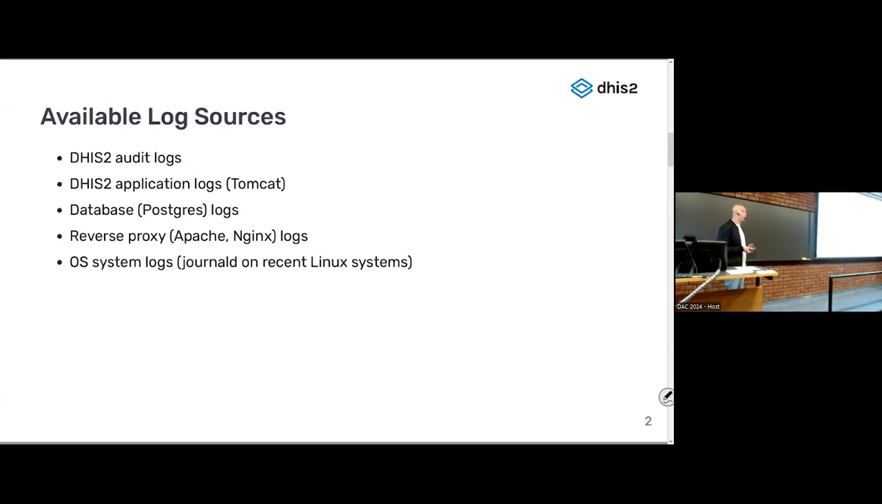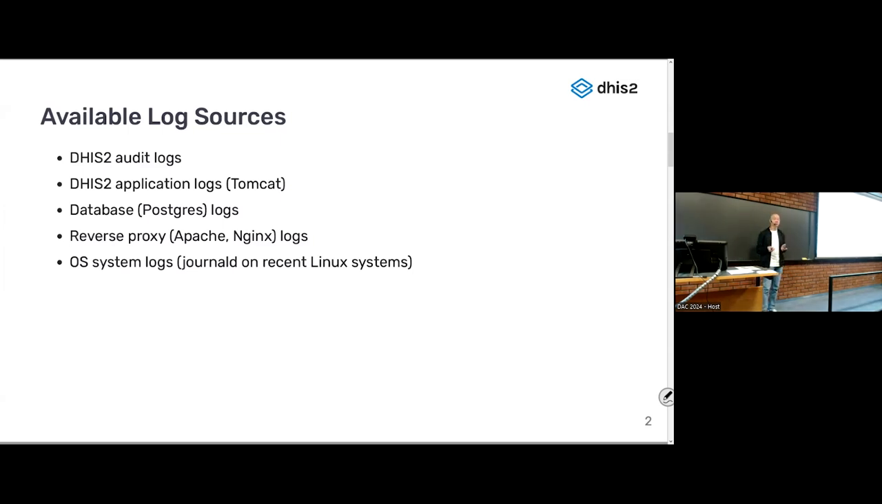What kind of log sources are available for the DHIS2 ecosystem? First of all, it's DHIS2 audit logs, the logs that show what kind of changes to the data within the system were performed. Second, it's the general application log that shows who has logged into the system, what kind of permissions changed, and what happened on the application level. These logs come from Tomcat, the application server.